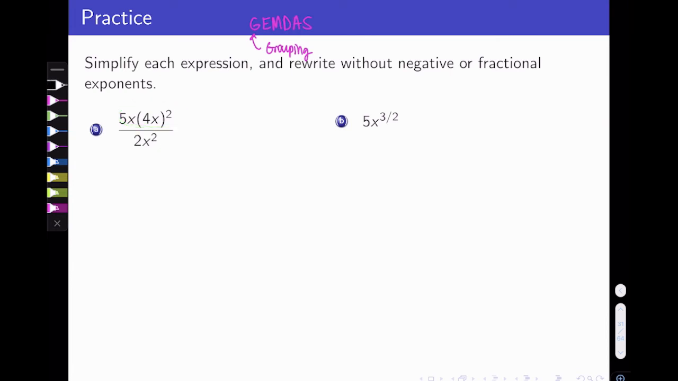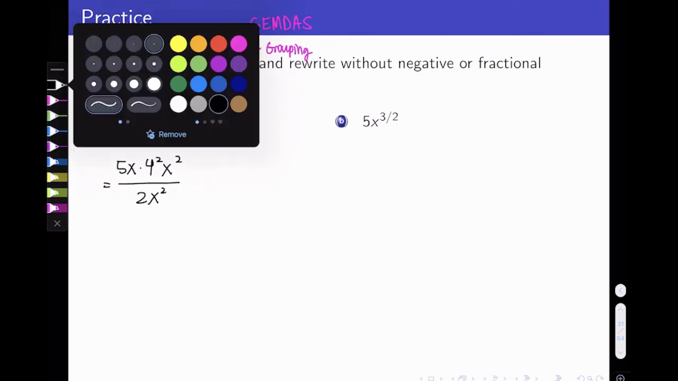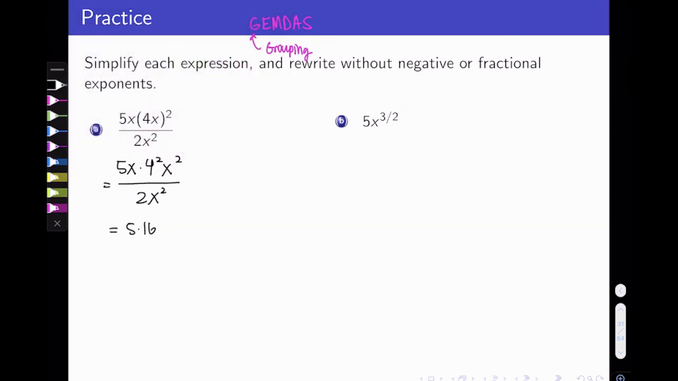So the quantity, because 4 and x are both in parentheses, they're both going to be raised to the power of 2. So if we use that rule, we have 5x times 4 squared and x squared over 2, and just the x's squared in the denominator. So 4 squared is going to be 16. So we have 5 times 16 times x squared all over 2x squared. 5 times 16 is 80.